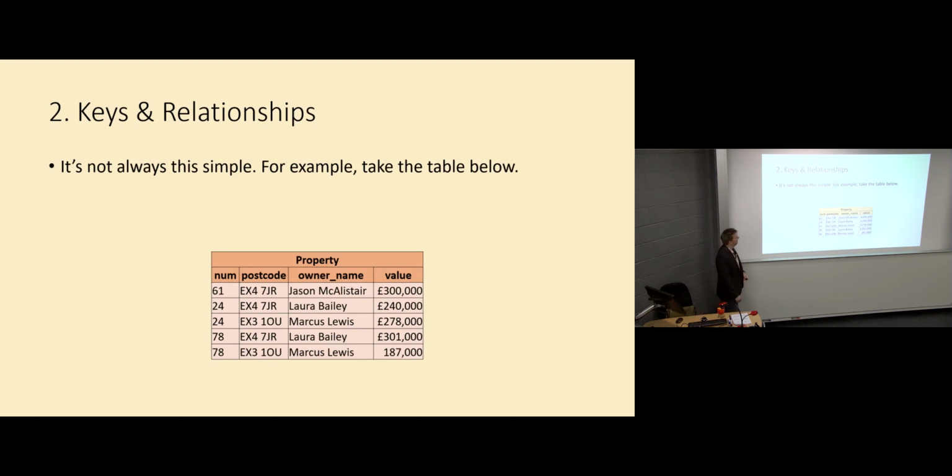But it's not always that simple. Take this table, for example. A list of properties, who owns it and how much they're looking to sell it for. We've got the number, the postcode, the owner's name and the value. What should we use for a primary key here? Yeah? Num? There's a problem with num, isn't there? Postcode repeats as well. What's unique?